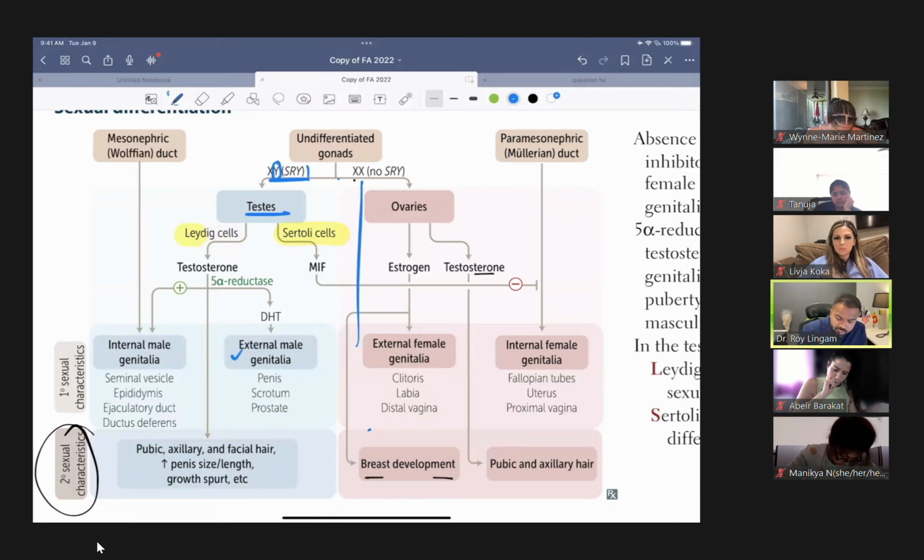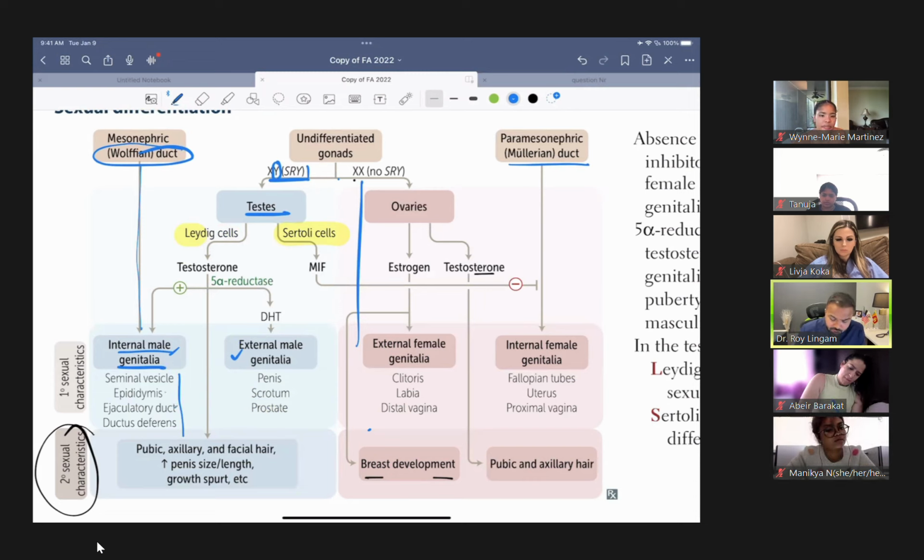Now on the other side, testosterone also helps with the Wolffian duct. So male has Wolffian duct, female has Mullerian duct. Don't confuse that. So the Wolffian ducts help to develop internal male genitalia. All these are internal male genitalia, folks. Seminal vesicle, epididymis, ejaculatory duct, ductus deferens, all this comes from that. You have to memorize it. You have no choice. Okay, that's internal male genitalia, folks.